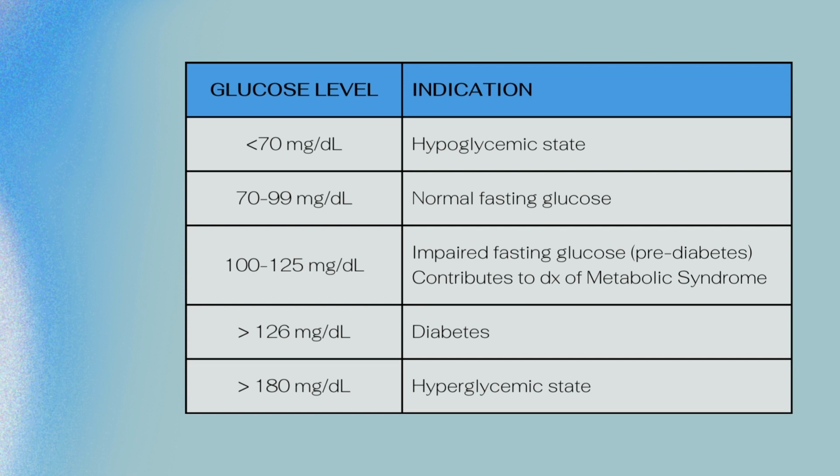This is what the patient can take so that we know if there are any exercise indications depending on where their blood sugar is at. So less than 70, they're in a hypoglycemic state. 70 to 99, that is a normal fasting glucose level. 100 to 125, impaired fasting glucose, so this can be like prediabetes, and it can contribute to diagnosis of a metabolic syndrome. Like I said earlier, greater than 126 is diabetes, and then greater than 180 means they're in a hyperglycemic state and we need their blood sugar to come down.